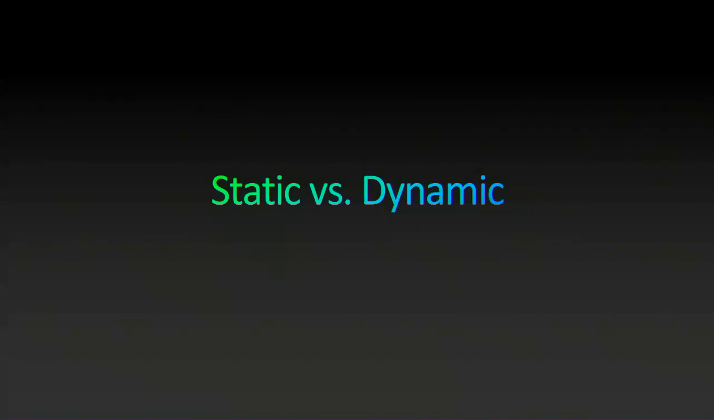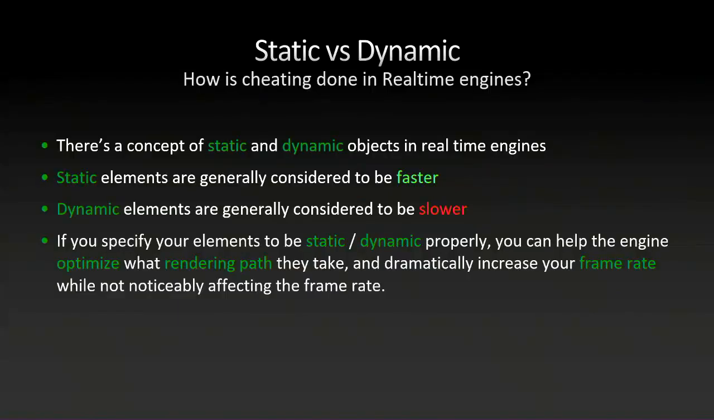But I think the best way to understand real-time rendering is to get into your mind this idea of static versus dynamic. Because cheating involves not doing too much work. We don't want to do work that's unnecessary. Real-time engines have this concept of static and dynamic actors, objects and effects in their scenes. Static elements are generally considered faster and dynamic elements slower. The reason is that static means you only have to compute something once, and once it's done, we can keep reusing that result forever.